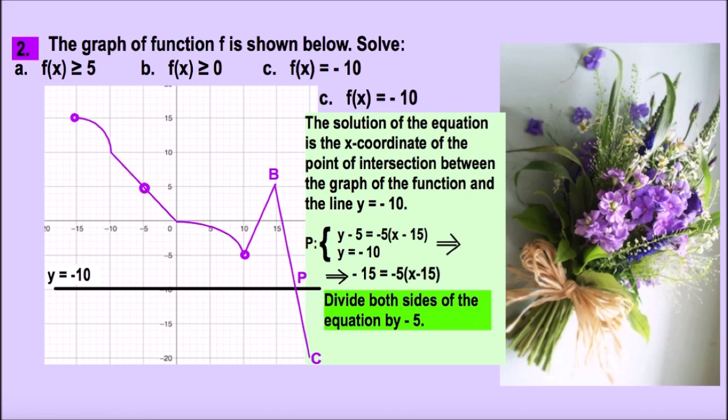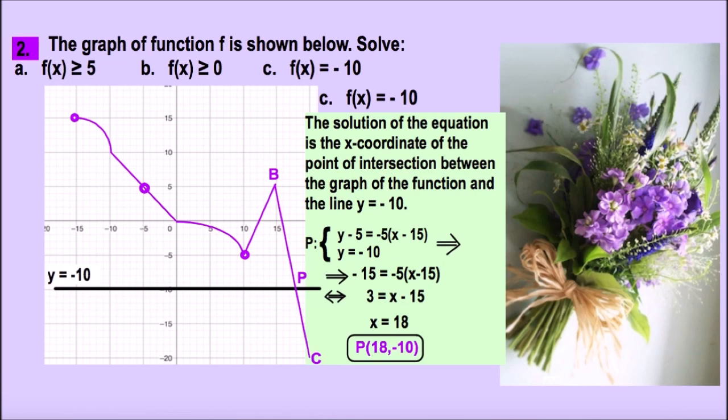Divide both sides of the equation by negative 5, equivalent to 3 equals x minus 15. Add 15 to both sides of the equation, equivalent to x equals 18. And the point of intersection is point of coordinates 18, negative 10. The set of solutions of the equation f of x equals negative 10 is the set made of 18.